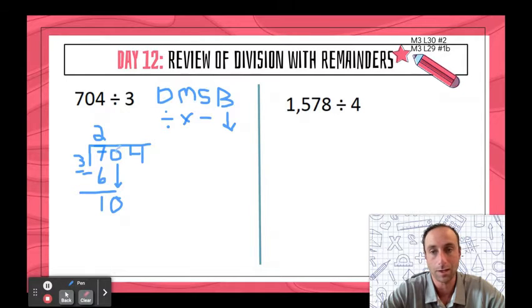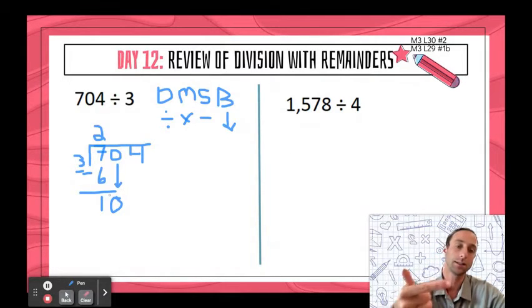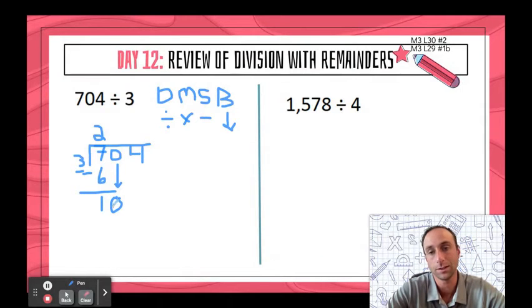I'm dividing now, but now instead of dividing into 7, my new number here is 10. So same strategy as before. How many times can 3 go into 10? 3, 6, 9, 12. Nope. So it can go up to 9. So 3 goes into 10 3 times.